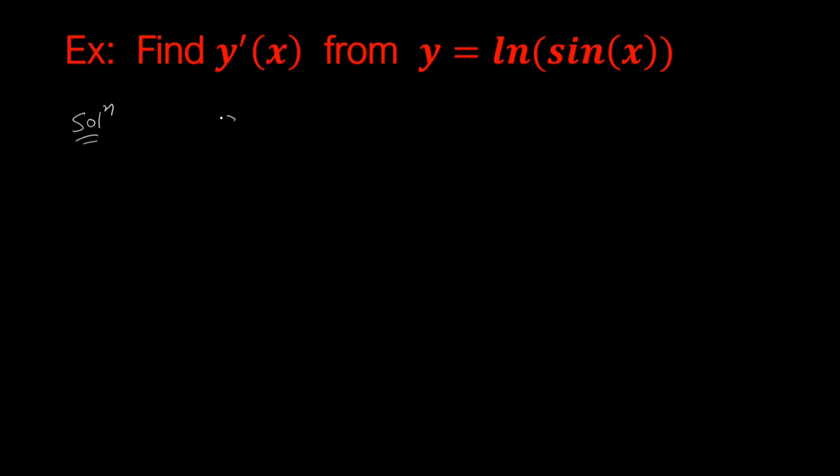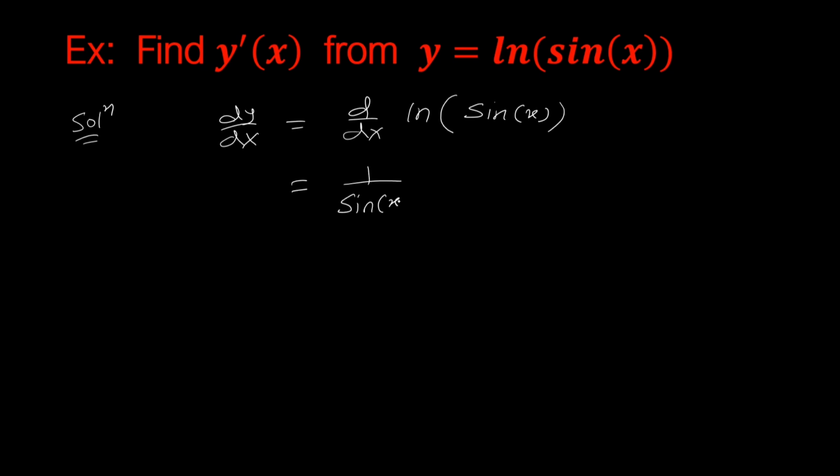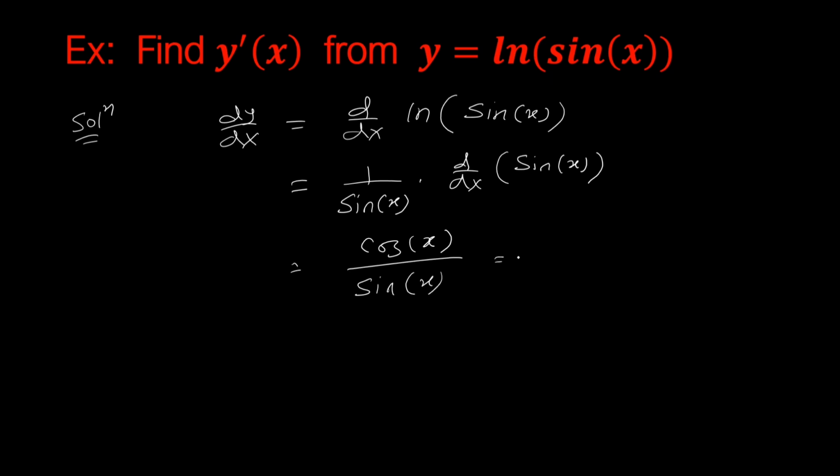Next, from y equal to ln sin x, we have dy dx equal to d dx of ln sin x. So the inside function is sin x, and then the derivative of sin x, which is cosine x. So you have here cosine x over sin x, which is equal to cotan x.